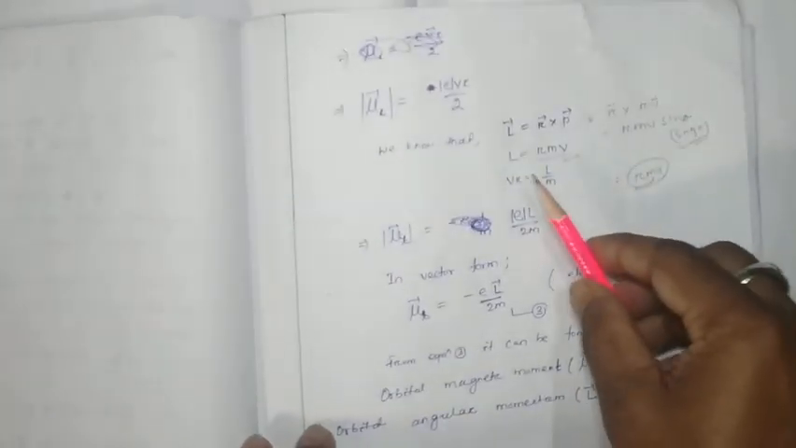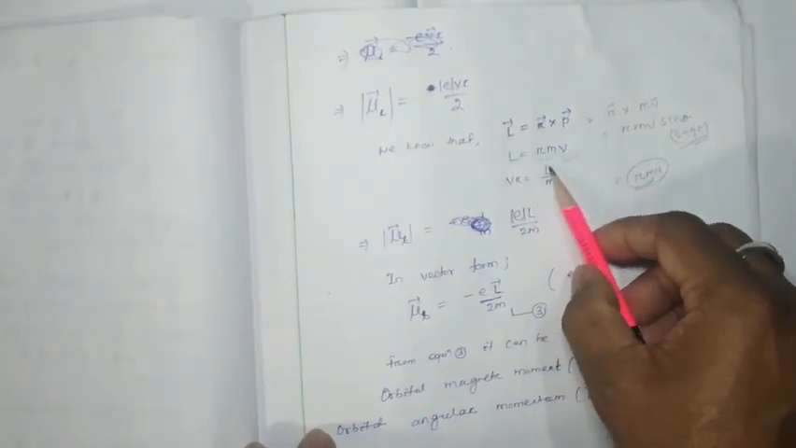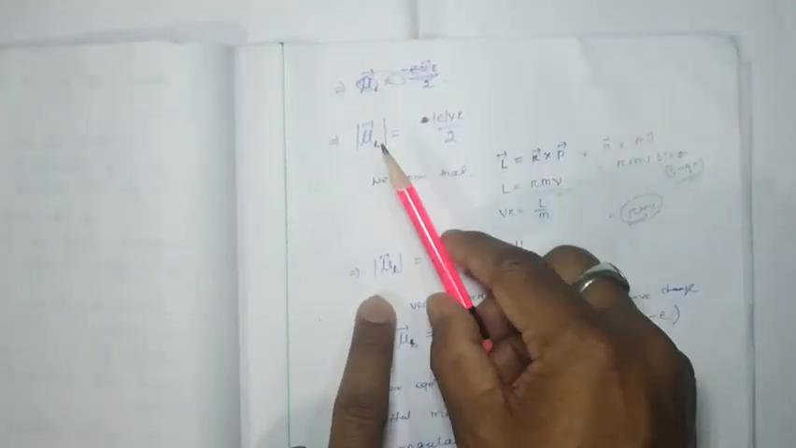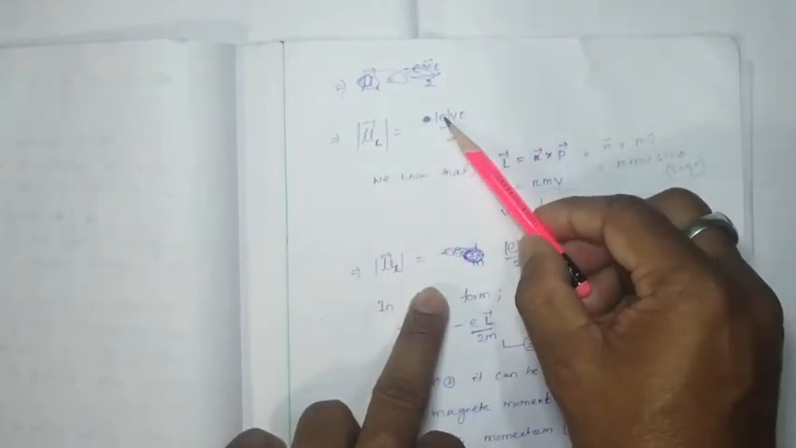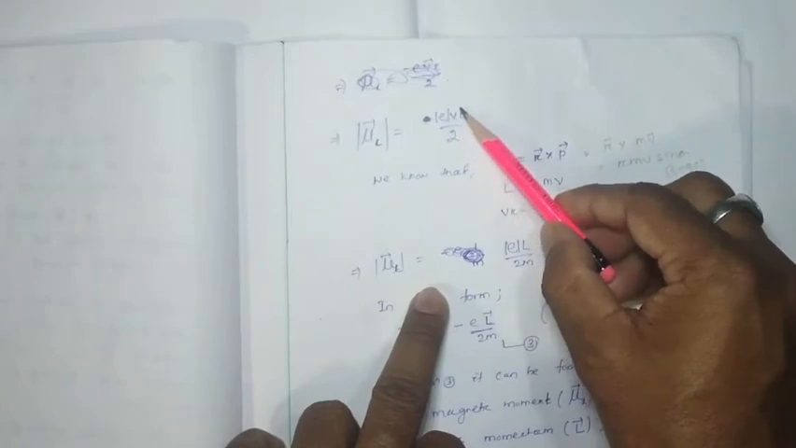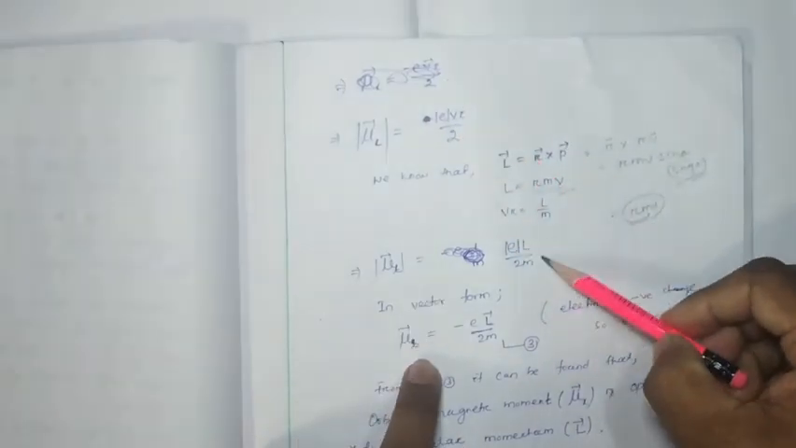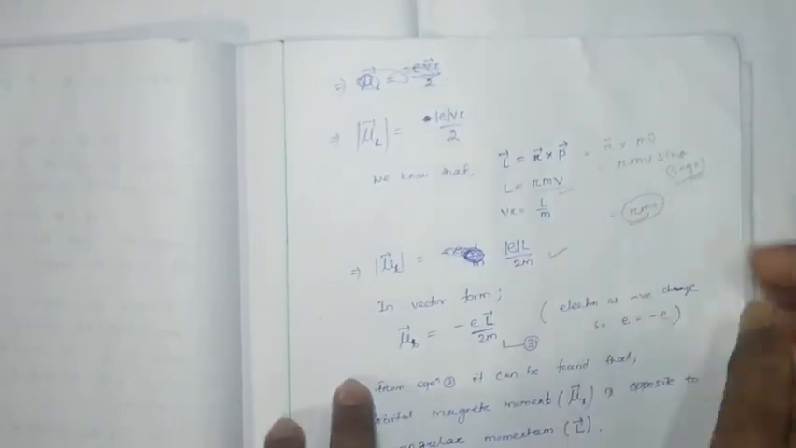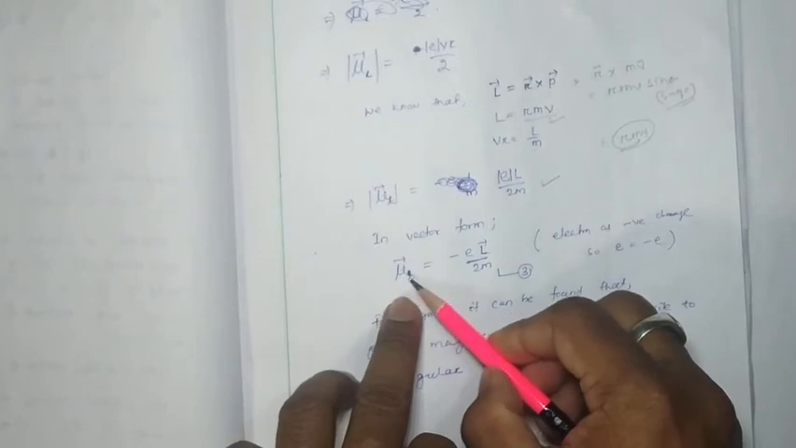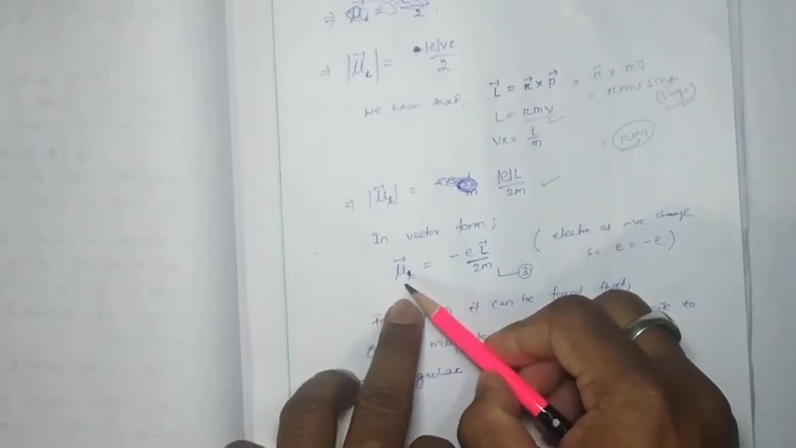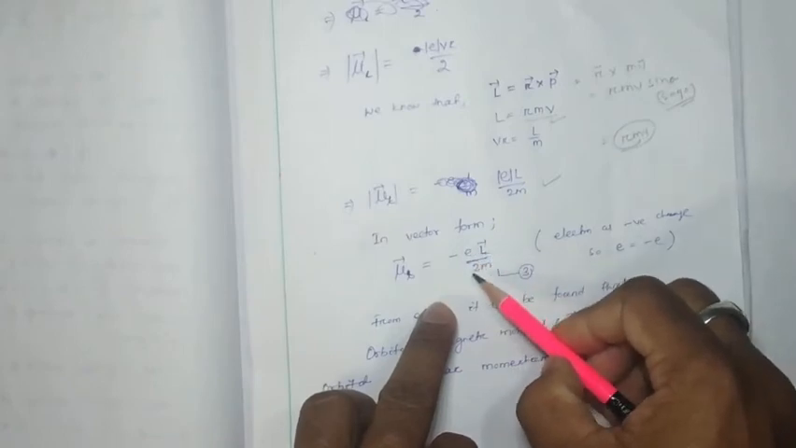So the magnitude of L we found is r m v. So vr is nothing but L by m. So mu L magnitude we can write as e times L by m by 2. Here instead of vr we can write L by m, so it will be eL by 2m. So in the vector form we can write mu L, this is mu subscript L, vector equal to minus e L vector by 2m.